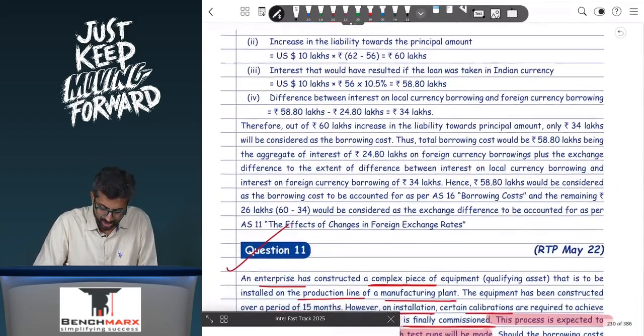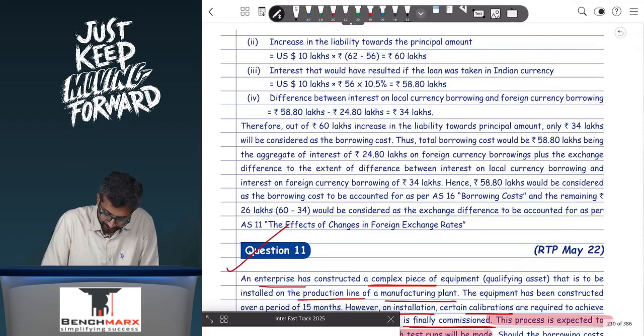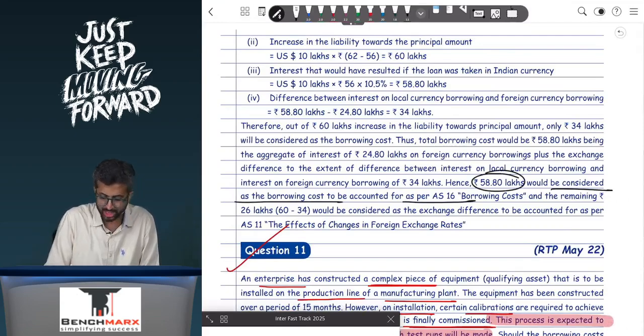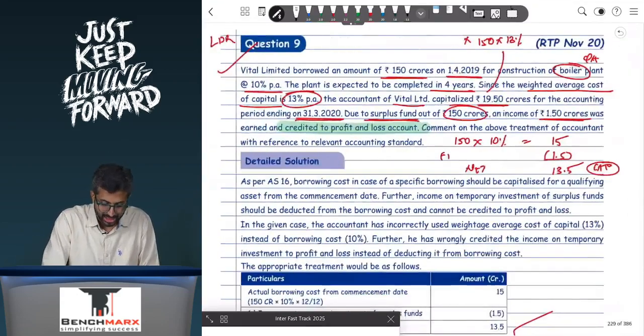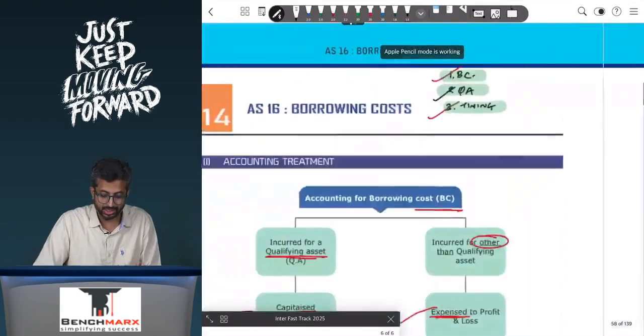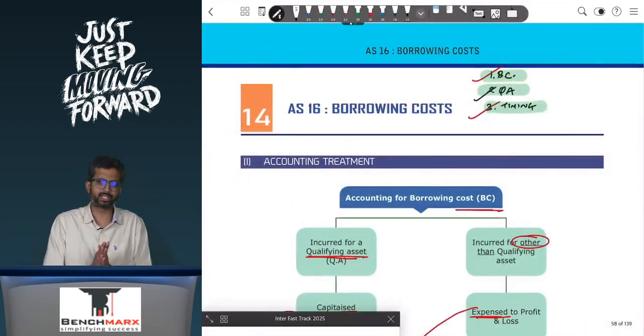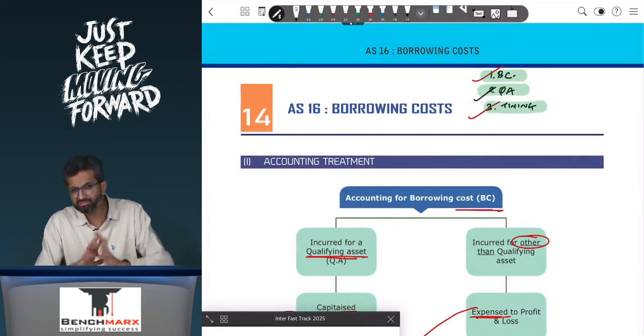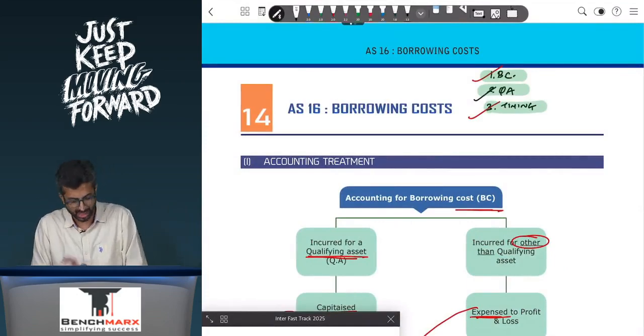So over here we can see at the end, 58.8 lakhs would be considered as the total borrowing cost as per AS 16. And that, my friends, takes care of this fairly complicated standard of AS 16. I hope you have got a decent enough understanding of this standard.